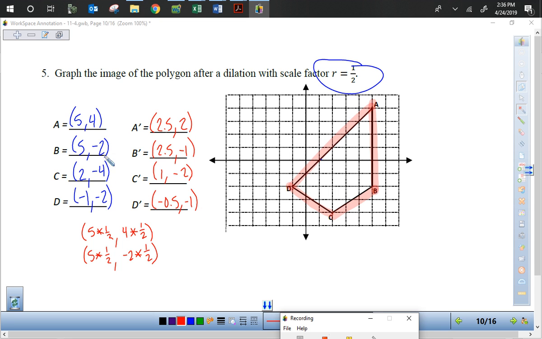Let's go ahead and graph those new points. 2.5 is just 2, and then halfway through the next one, up 2. Alright, then the next one we're going to look at is 2.5, negative 1. Then 1, negative 2. And negative half, so just go halfway, and then down 1 for D prime. Connecting those.